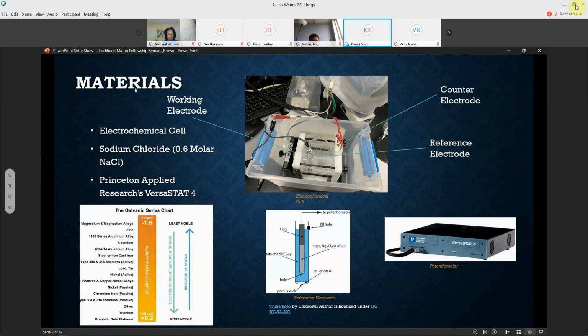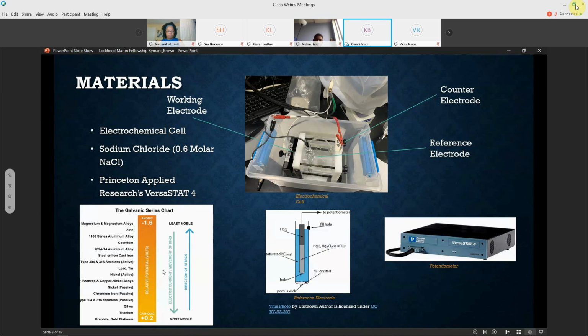Here we have the necessary materials that have been listed: the electrochemical cell, the 0.6 molar sodium chloride, and the Princeton Applied Research VersaSTAT 4. In the top right-hand corner, we can observe the setup of the project: the working electrode where the sample is connected, the reference electrode being saturated KCl, and the counter electrode.